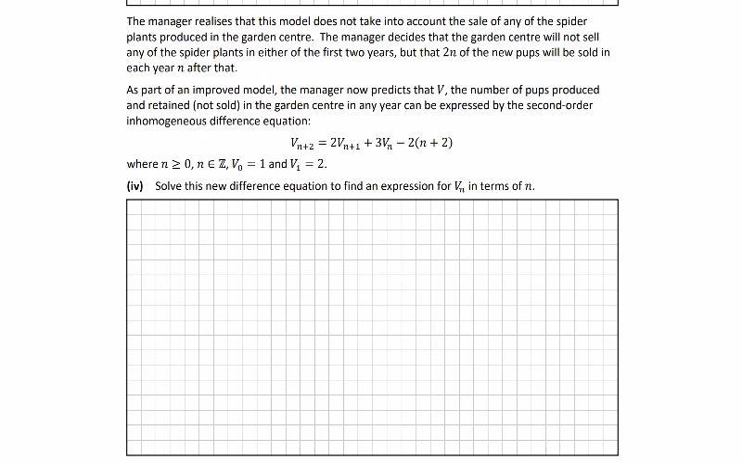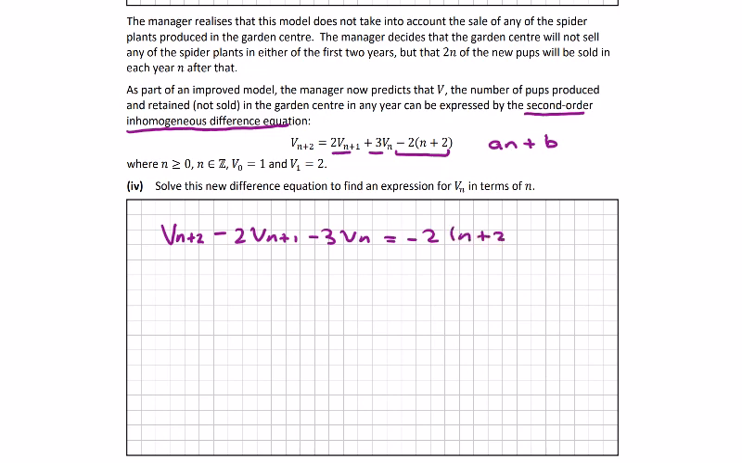In the next part, we've got this second order inhomogeneous difference equation. So we have 2 parts to the solution. We need to get one solution in the form an plus b. So, like we did before, bring everything to the left: vn plus 2 minus 2vn plus 1 minus 3vn will be equal to minus 2 times n plus 2. We may leave that alone for a minute.